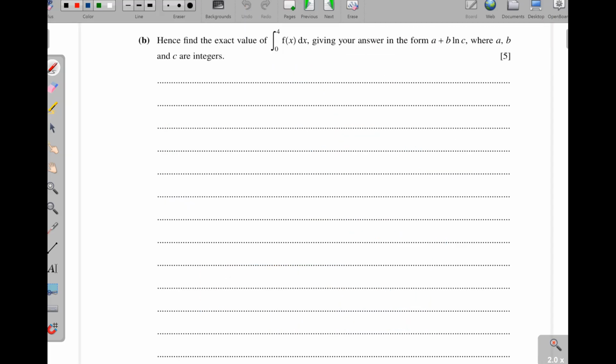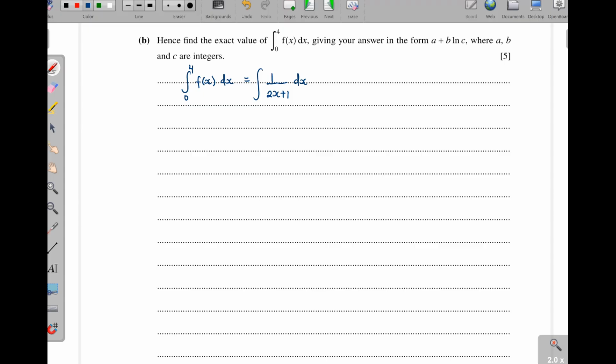Now you can see that for part B, it is coming from integration. I told you part A can be from partial fractions, then B can come from integration or binomial expansions. So part B, hence find the exact value of this. We are going to have now the integral from 0 to 4 of f of x with respect to x. This one is going to be equal to our A, we got it as 1, so 2x plus 1. We are integrating that with respect to x.